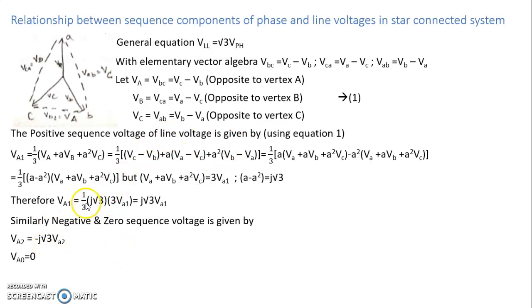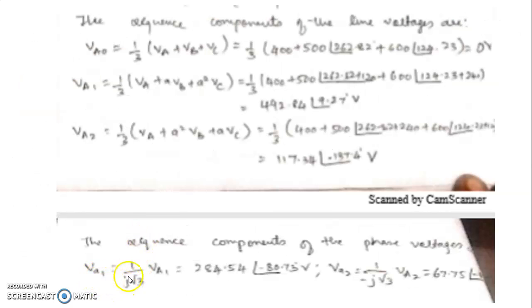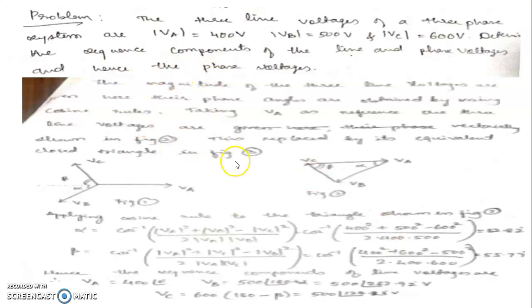The line voltages are j root 3 times the phase voltage. Now the small VA1 value we have to find out. So small VA1 is equal to 1 by j root 3 times capital VA1. VA1 we already know, so substitute the value. Similarly small VA2 is equal to 1 by minus j root 3 times VA2, substituted. Whereas VA0 is 0, so it will remain as it is. Once you get the VA1, VA2, VA0 values, suppose they ask for phase voltages, use the formula for VA, VB, VC and continue with the calculation.